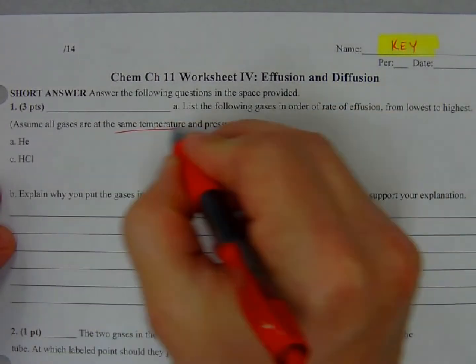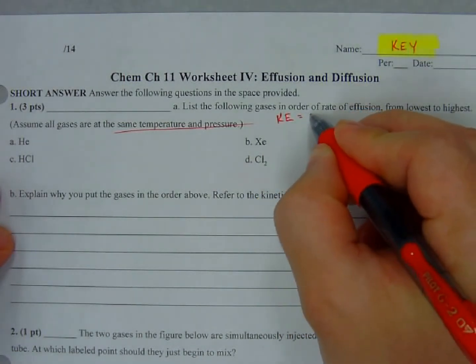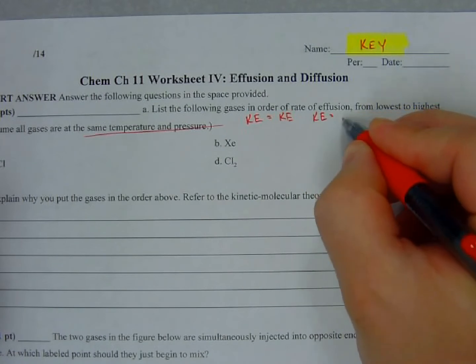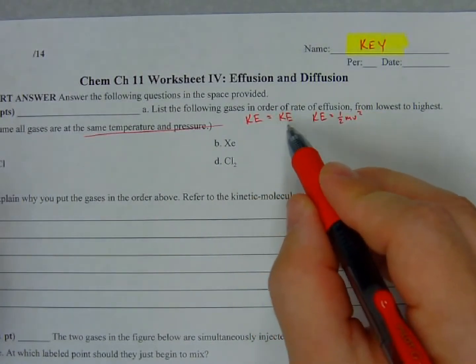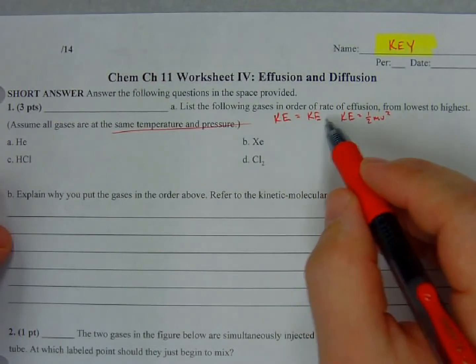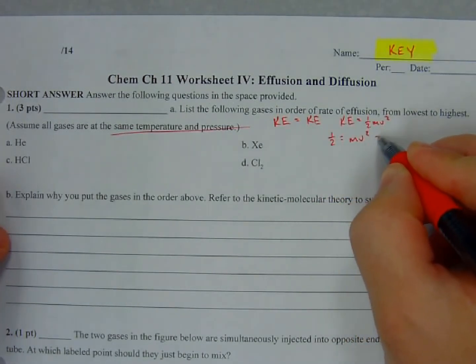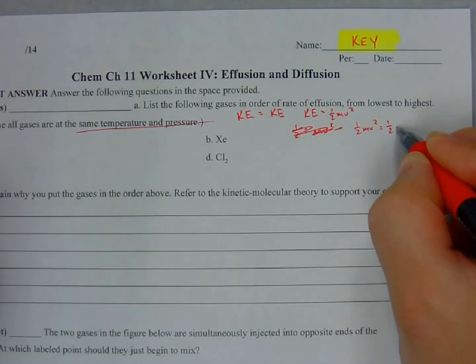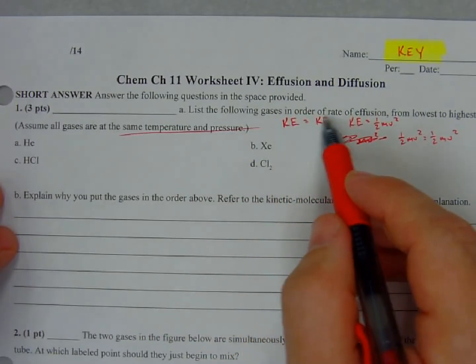So this means, same temperature and pressure, that the kinetic energies of both, on average, are equal. And because KE is equal to 1/2 mv squared, and the kinetic energies of all these gases are the same, that means that their 1/2 mv squareds are also the same. So that means we are being asked about the order of their rate of effusion.